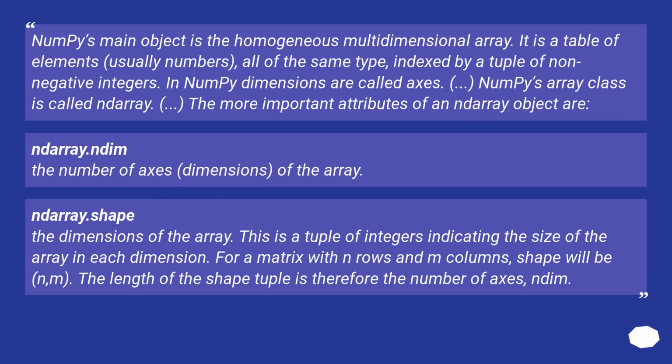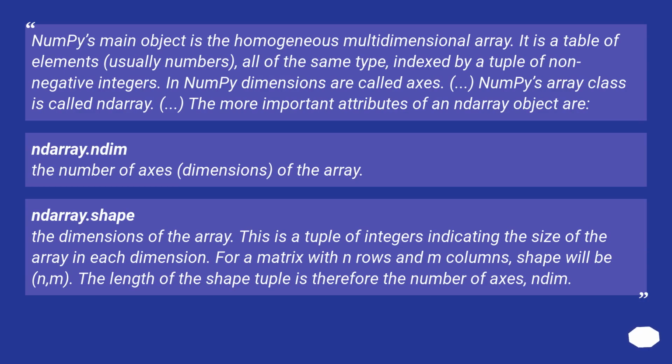NumPy's main object is the homogeneous multi-dimensional array. It is a table of elements, usually numbers, all of the same type, indexed by a tuple of non-negative integers. In NumPy, dimensions are called axes. NumPy's array class is called ndarray.